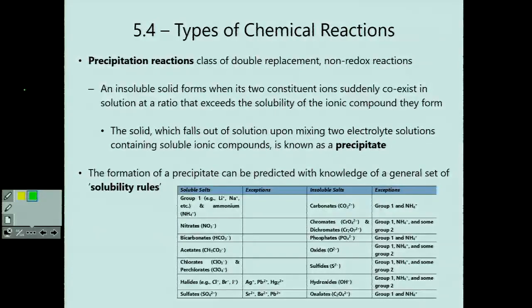And the reason why the insoluble solid suddenly forms is because when you mix the two solutions, two ions suddenly find each other at a concentration that exceeds, or at a ratio that exceeds their solubility as an ionic compound. Therefore, the substance will crash out of solution, and we call that a precipitate.